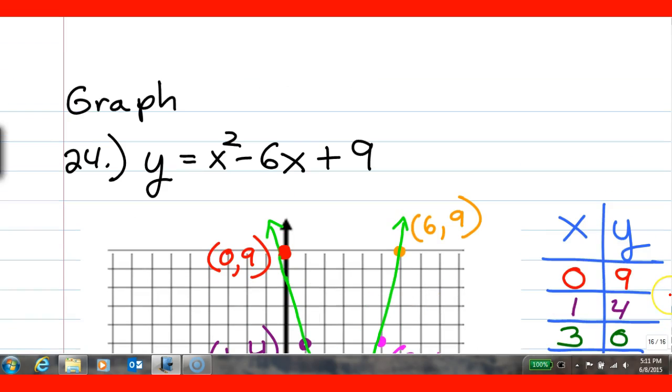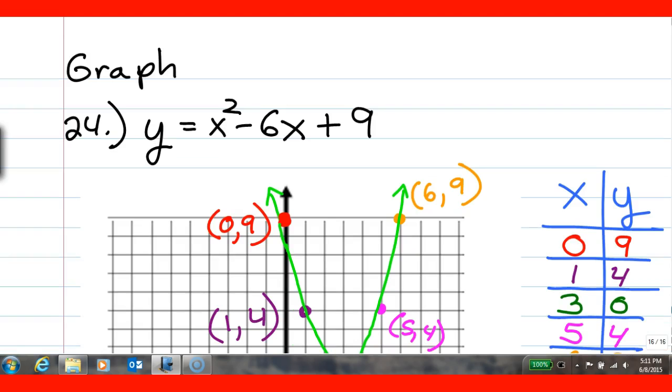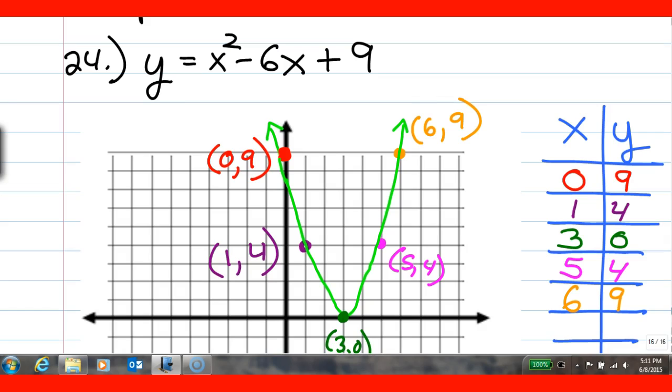Going on to question number 24, it says to graph y equals x squared minus 6x plus 9. So looking at this one, it's a quadratic equation, so it's going to be graphing a parabola. So what I'm going to do is pick some values. Now y is already isolated, so I'm just going to pick values for x and solve.